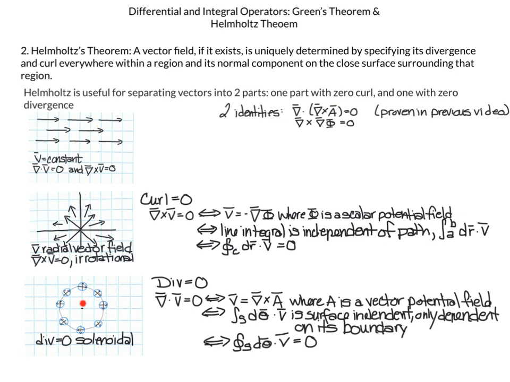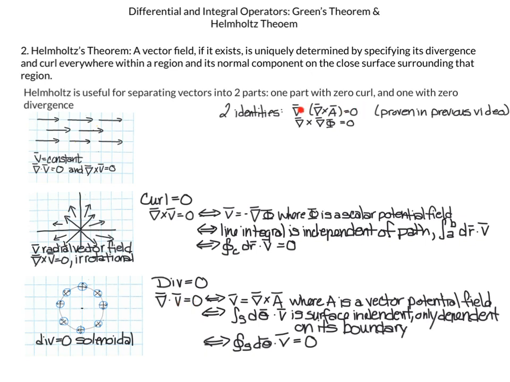But you can also see it has no source points, so it has zero divergence. And when something has zero divergence, we call it solenoidal. And so some facts about a solenoidal, divergence equals zero field. So we have del dotted with V equals zero.